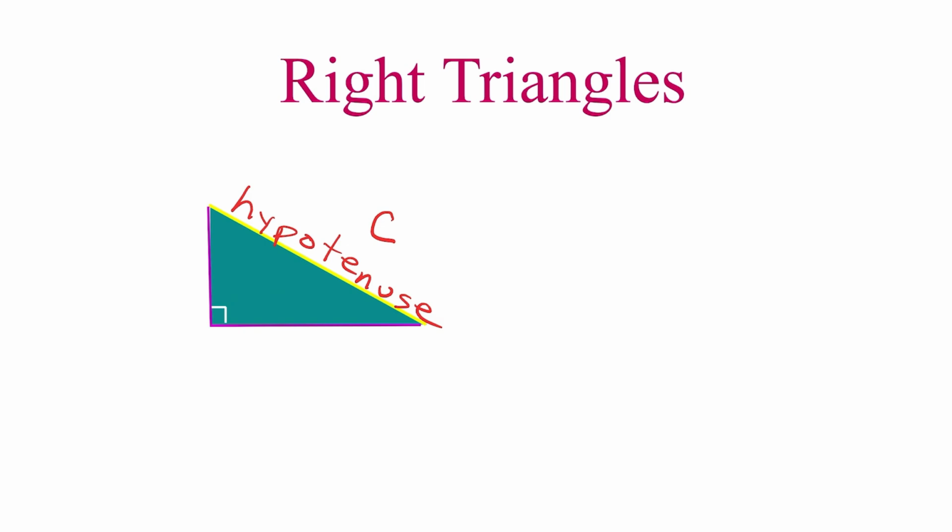If you're ever not sure which side is the longest side, come down here to the right angle and go straight across. That's always the hypotenuse. These two other sides are called legs, okay? And we use A and B for those. Those can be interchangeable, but C always has to be the longest side that's across from here, okay?